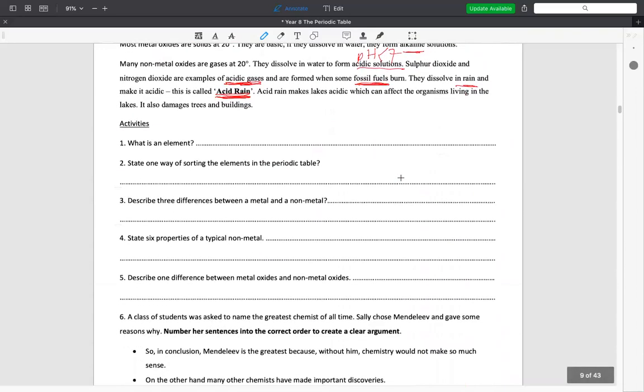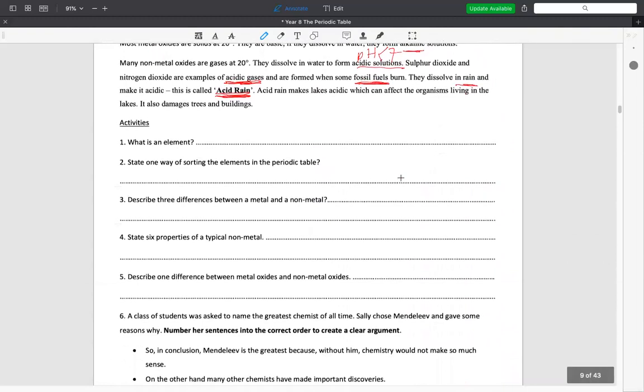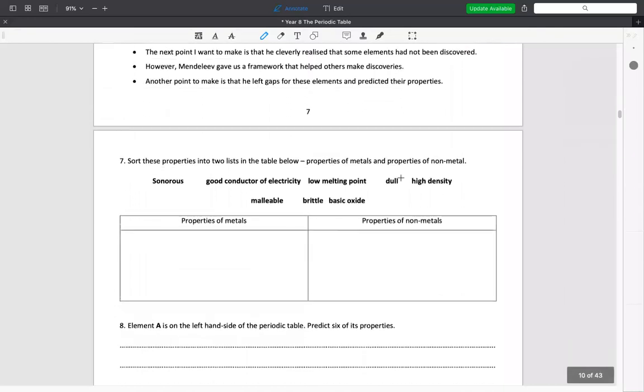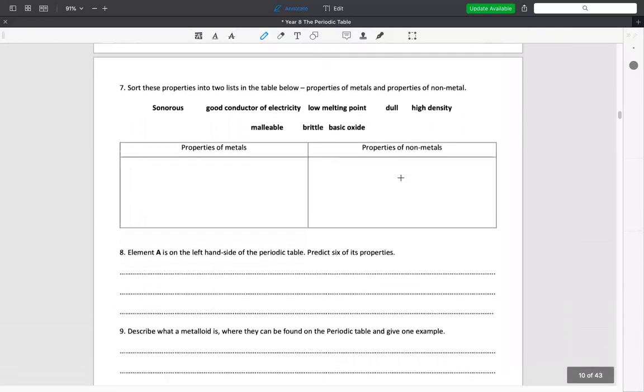You would have already done these questions, but if there's anything particular you're struggling with, just get back to me. It's just looking at the properties in more detail and the chemical properties in more detail. But that's it for this lesson.